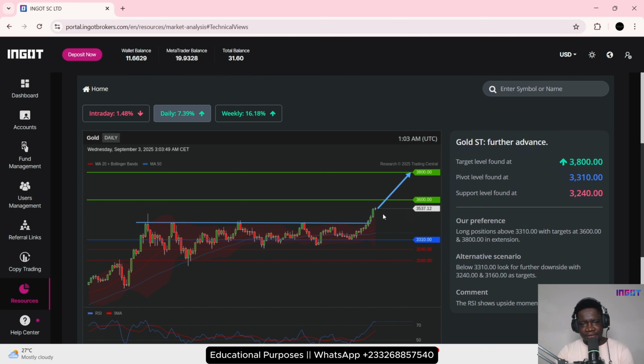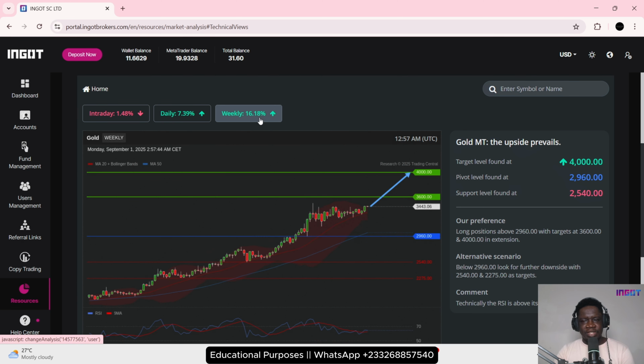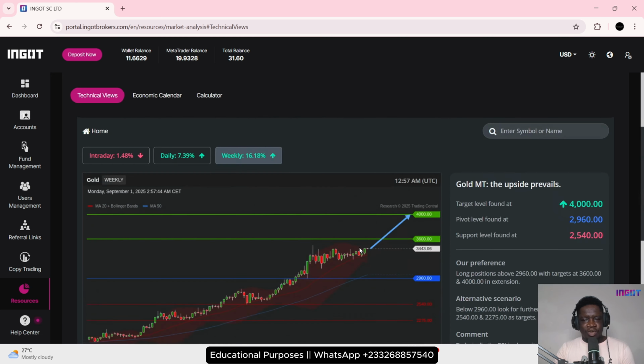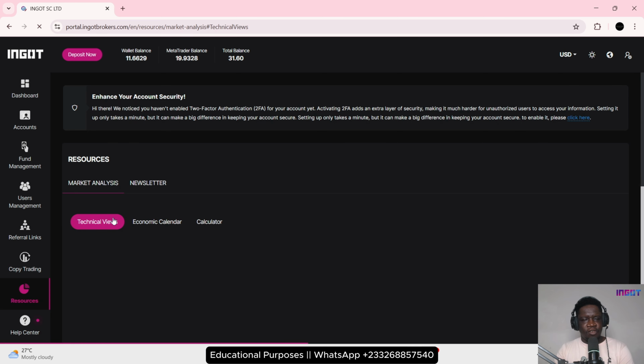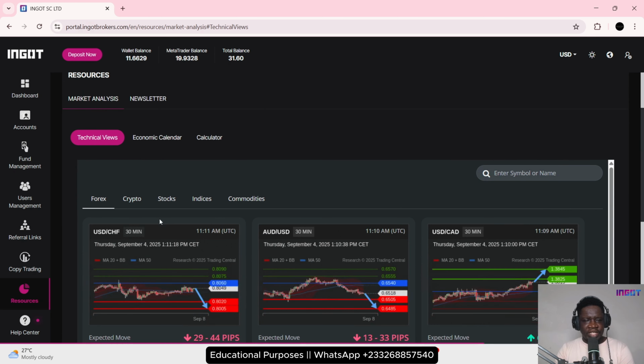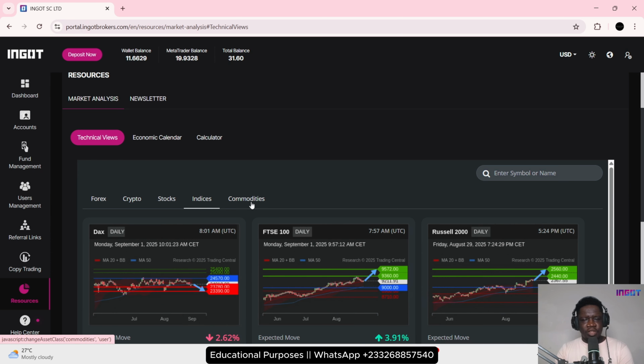The same principle also applies to the weekly charts. The same thing, identify your pivots, identify your target level. Target level, take profits, pivot, stop loss. So basically, this is how to use Ingot Brokers trading signals. There are a lot of them, like I mentioned earlier. You can access the signals for commodities, forex, crypto, and all of that.